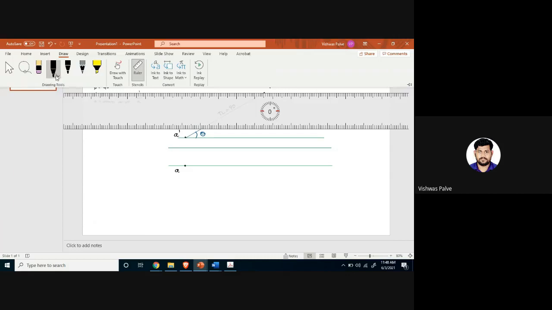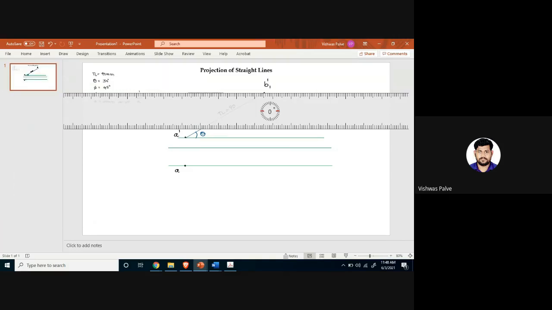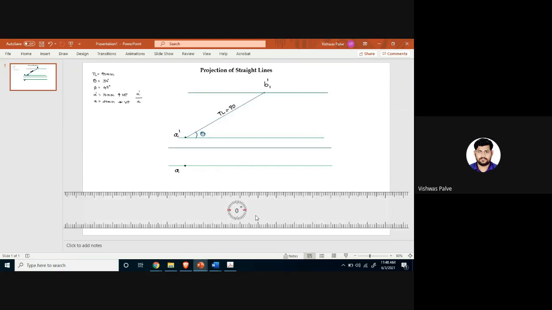You have to draw a horizontal line from that point. This line is called the locus of B dash. Once you get the point B1 dash, you will get the locus of B dash. It is not the locus of B1 dash. Please take care. It is the locus of B dash.